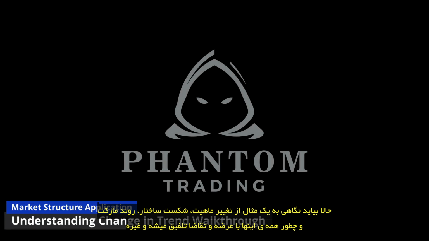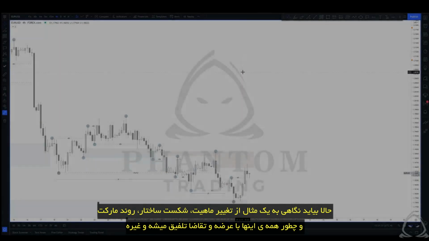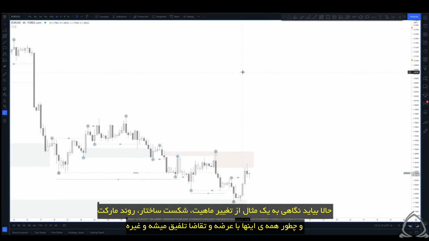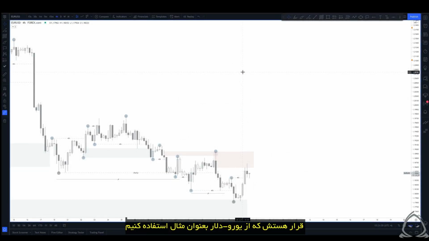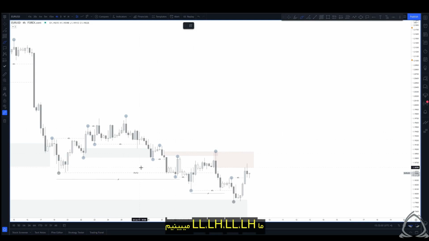Let's take a look at an example of changes of character, breaks of structure, trending markets, and how it all applies to supply and demand and everything in between. We're going to use Euro US dollar as an example. What we can see here on Euro US dollar is price was in a downtrend. We're seeing lower lows, lower highs, lower lows, and lower highs.